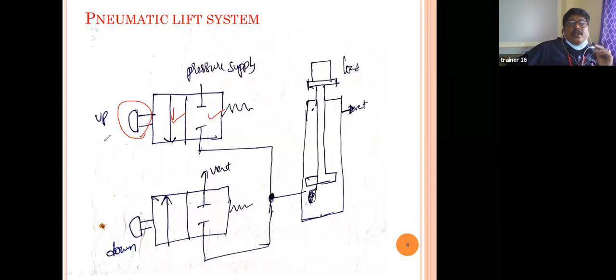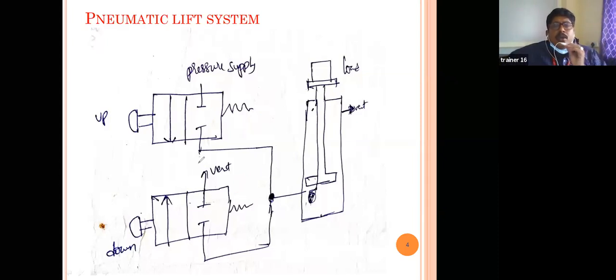Now, see here, this is the pneumatic lift system, or pneumatic actuation system. If you observe clearly, this is a 2x2 valve. That means two ports and two positions. This is the first position and this is the second position. So here we are arranging two 2x2 valves, this is the first one and this is the second one.